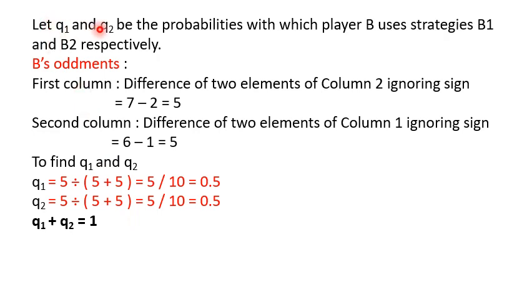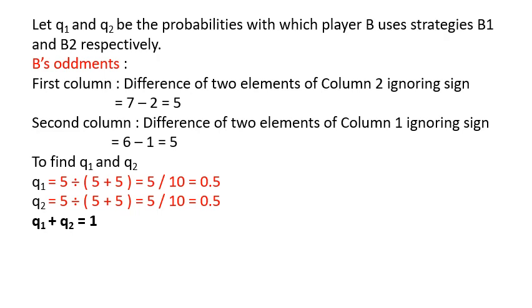Similarly, let Q1 and Q2 be the probabilities with which player B uses strategies B1 and B2 respectively. B's augments for the first column will be the difference of the two elements of column 2, ignoring the sign. Similarly, B's augments for the second column will be the difference of the two elements in column 1, ignoring the sign. Similarly, you find Q1 and Q2. Q1 is 5 divided by 5 plus 5, that is 5 by 10, that is 0.5. Similarly, Q2, the probability of B2, will be 5 divided by 5 plus 5, that is 5 by 10, that is 0.5. Again, Q1 plus Q2 is equal to 1. So this means player B will use strategy B1 50% of the time and B2 another 50% of the time. The probability of using B1 is 0.5. The probability of player B using B2 is 0.5, or 50%.